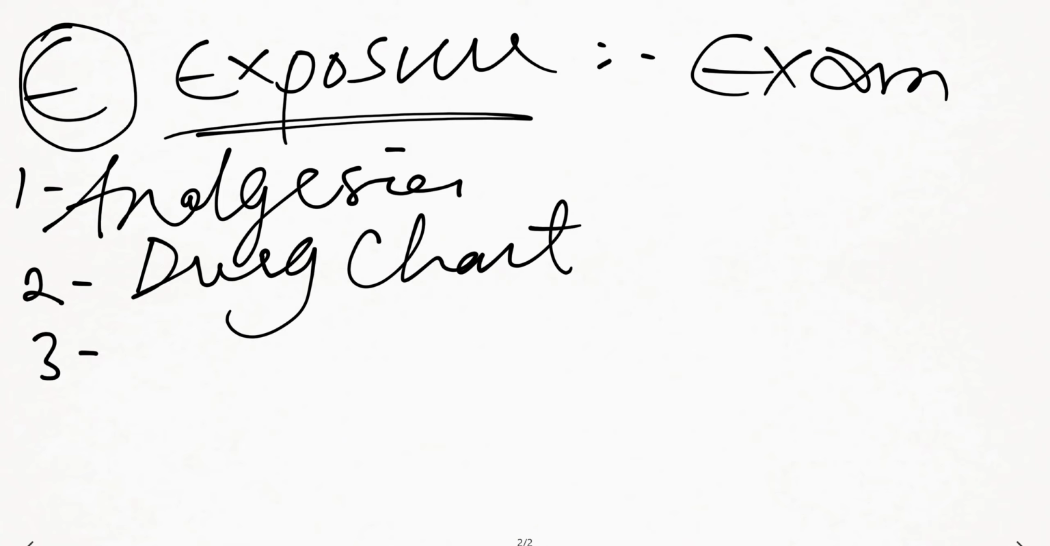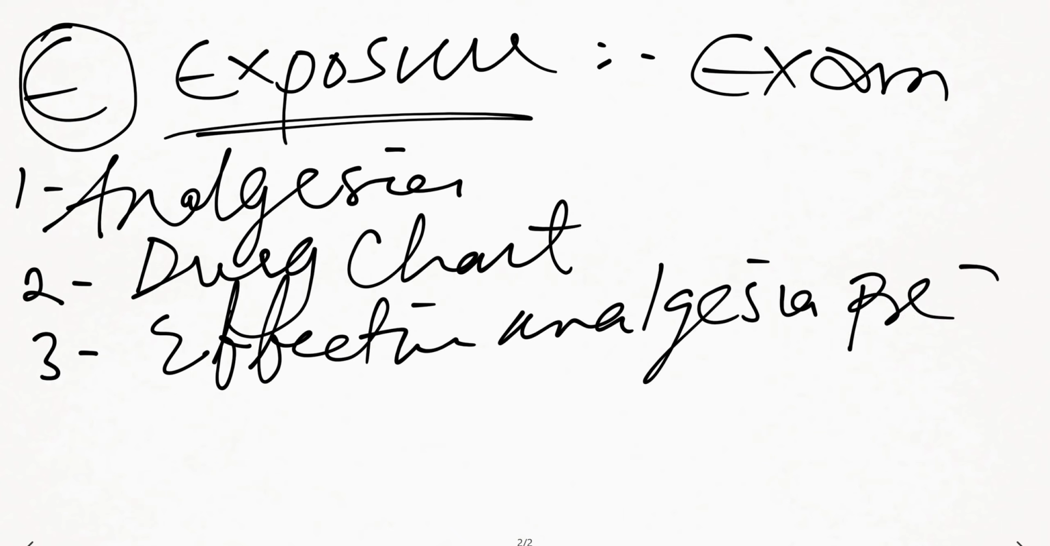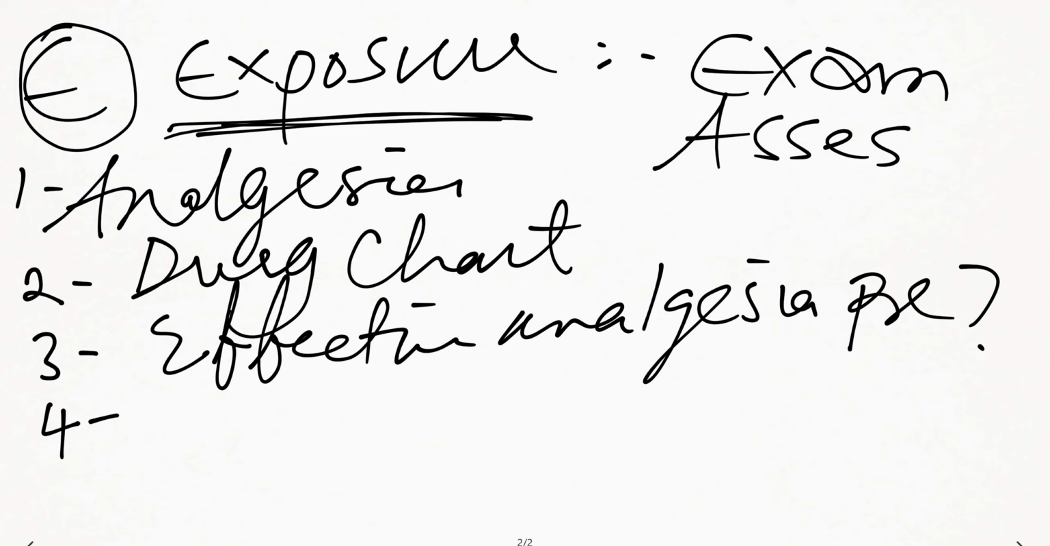Okay, you want to see if the analgesia is effective, and if effective analgesia is prescribed. So first here, effective analgesia prescribed. This is the first question you want to ask yourself. The second question, which is the fourth point in exposure and full patient assessment, examination, assessment, call it whatever you want to call it.